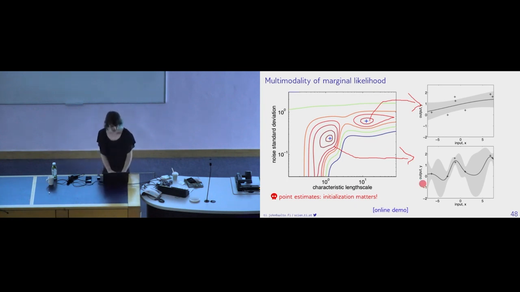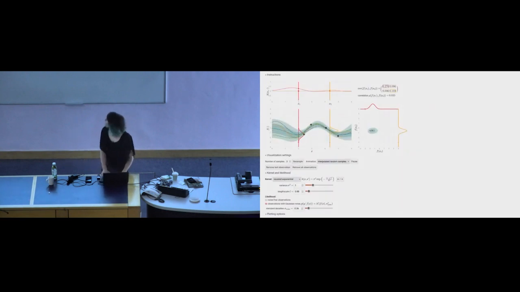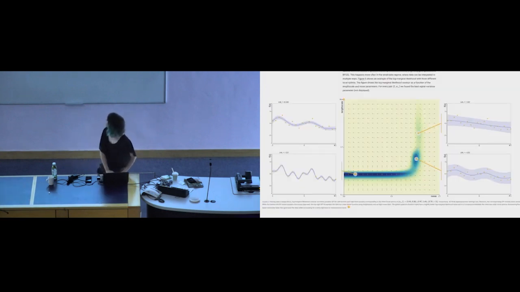Yeah, and I have another demo here. This is different data sets, so the function looks a bit different. But again, you have several modes here. There's actually 3. And you can see typically you have one mode that's small length scale, small noise, and one mode that's longer length scale, with a higher noise assumption in the observation model. And I've got the link for that in the slides as well that you can play with later if you're interested.